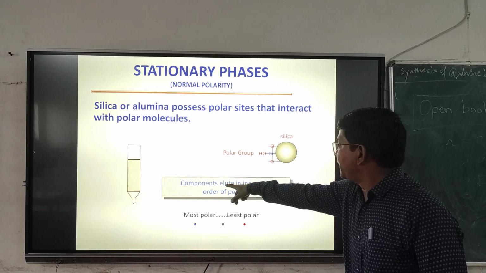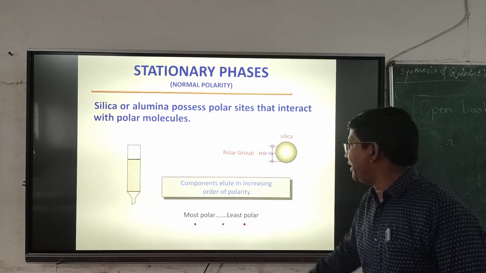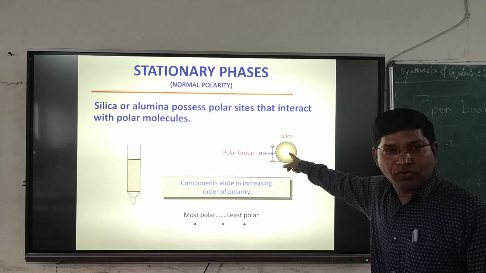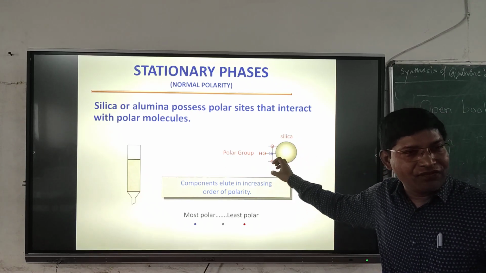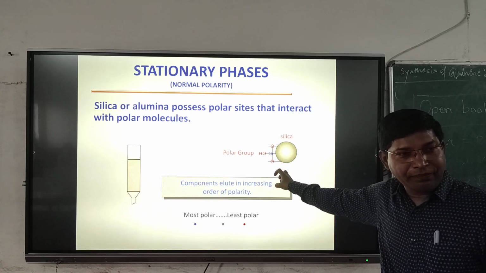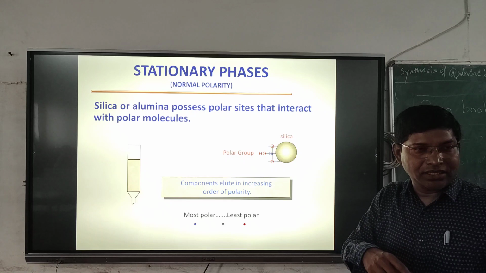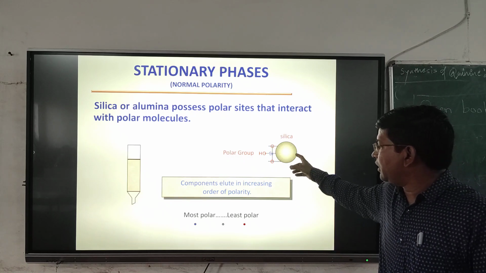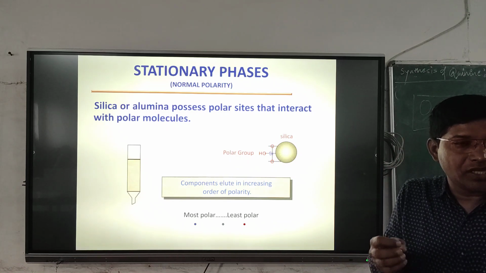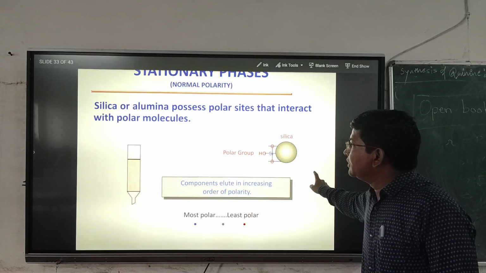So the separation of compound mixture components elute in increasing order of polarity. Because the stationary phase is highly polar, the most polar compound will bind strongly with this adsorbent. If it is tightly bound, it will elute last. The least polar solute will elute out first, followed by the more polar solute.